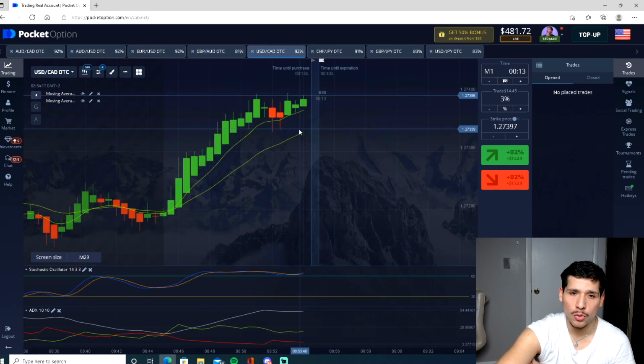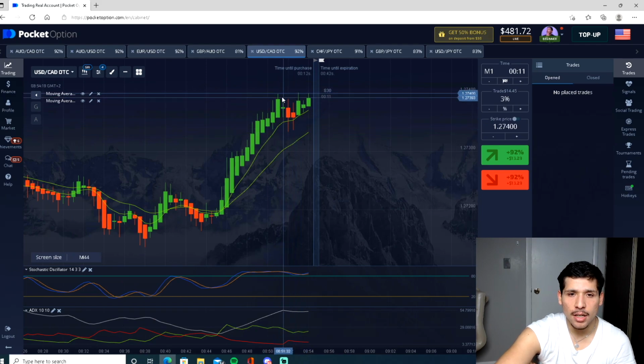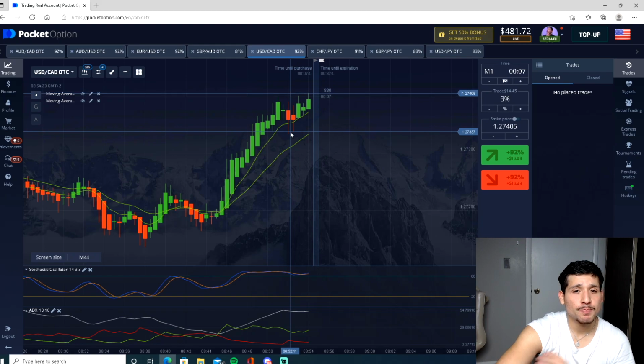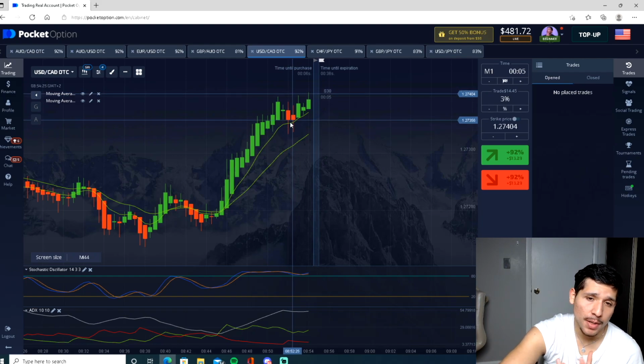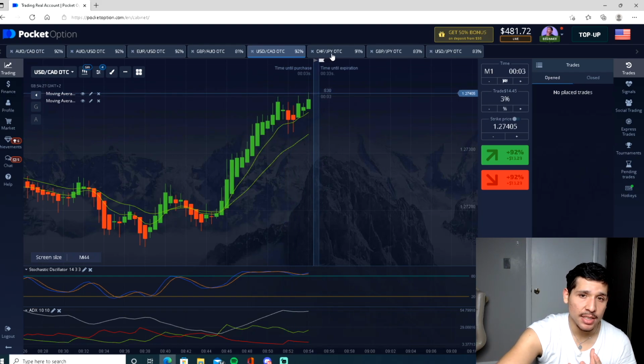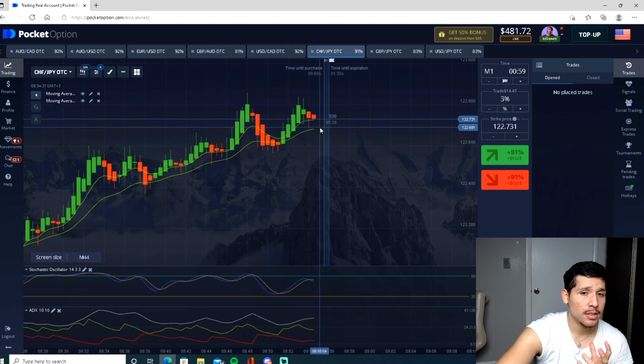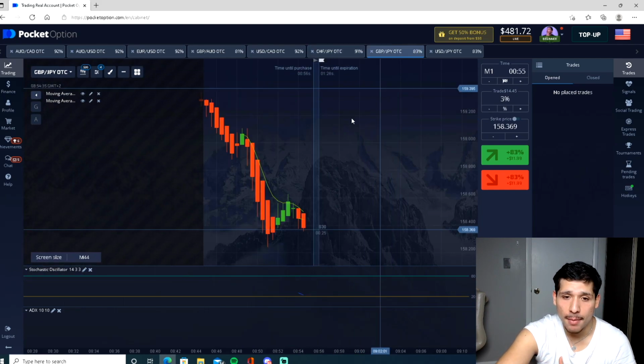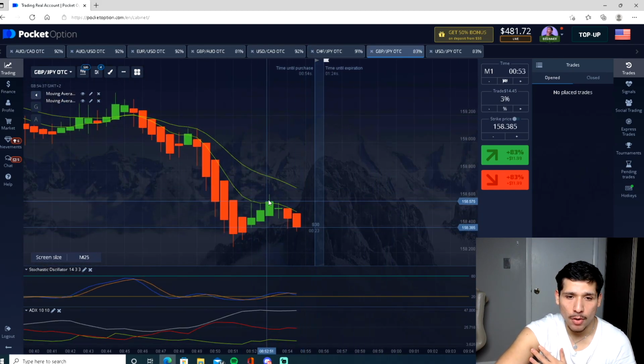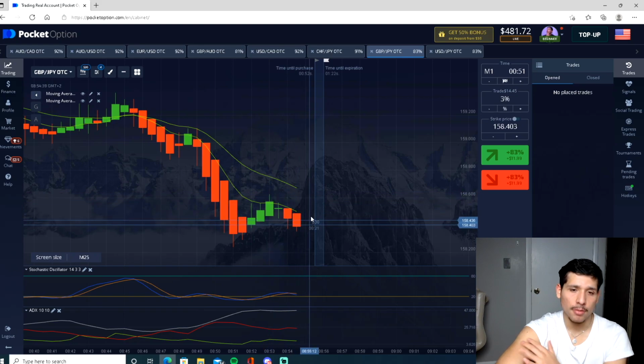Let's look for another one real quick. As you can see, pullback right here for a hard buy in between these lines. And then after 1 minute, you're going to win these trades easily. It doesn't happen all the time, but the majority of the time, 70% of the time, it will happen. As you can see, pullback right here, went for a sell. You would have won that.